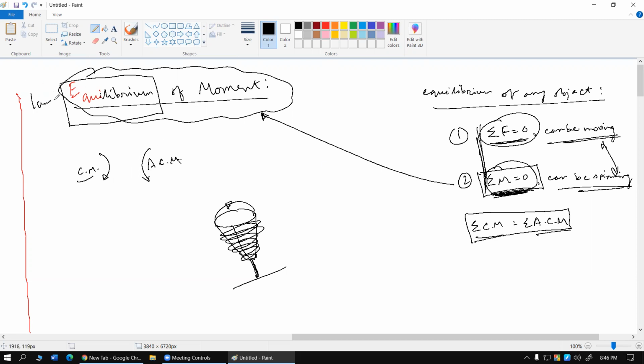So once again, I'm not going to write the whole statement of the law of equilibrium of moment. I'm just saying it one more time slowly. Try to capture the words and try to understand. You don't have to write this. An object is in a state of equilibrium of moment when the sum of all clockwise moment is equal to the sum of all anti-clockwise moment.